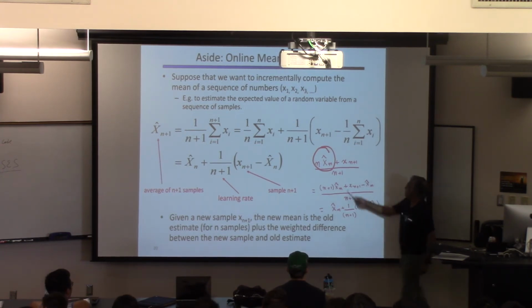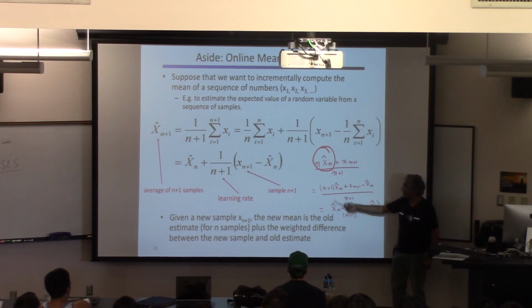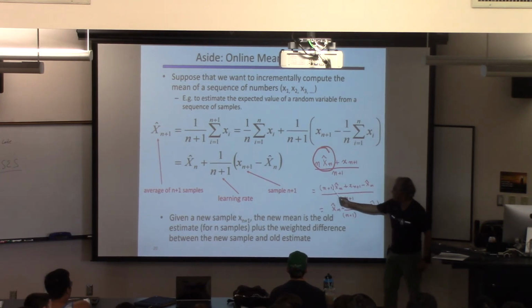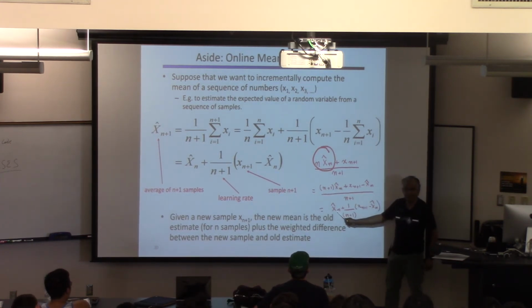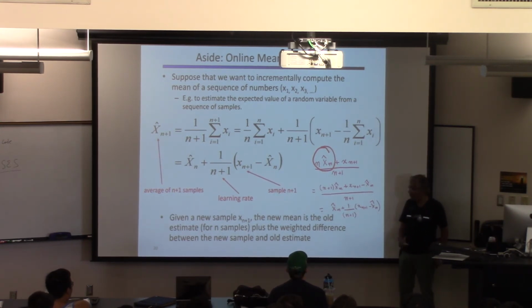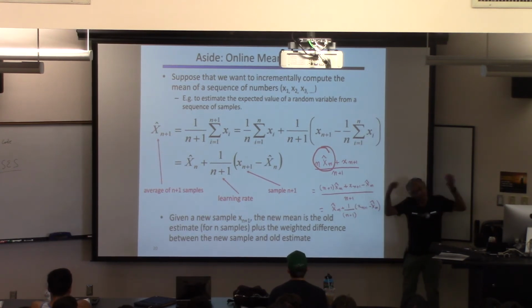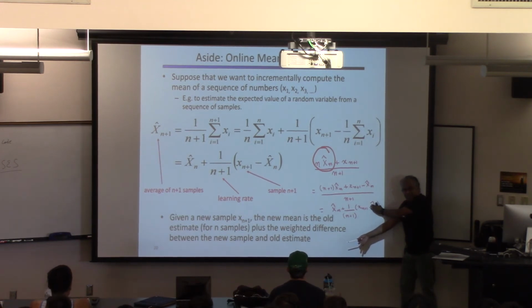Anyway, so this is n times x hat of n plus xn plus 1, divided by n plus 1. We can write that as n plus 1 times x hat of n, plus xn plus 1 minus x hat of n, because I basically added in one x hat of n and I subtracted it. Now I can remove this part, it will just come out as x hat of n plus 1 by n plus 1 times xn plus 1 minus x hat of n. So a way of thinking about it is the new average is the old average plus 1 by n plus 1, which you can think of as alpha, times the difference between the new sample, which is xn plus 1, minus the old average, which is x hat n.